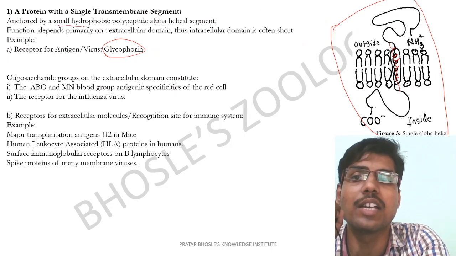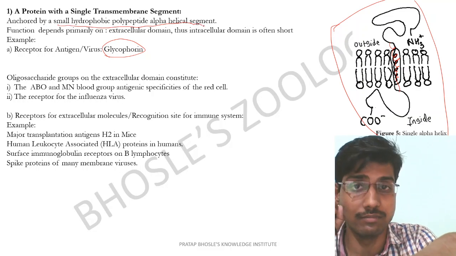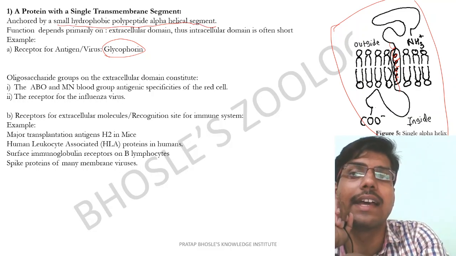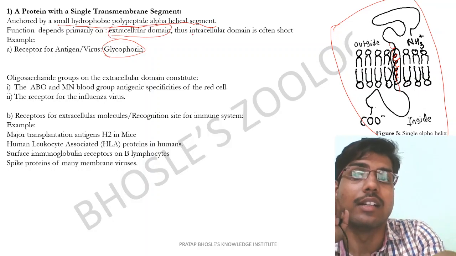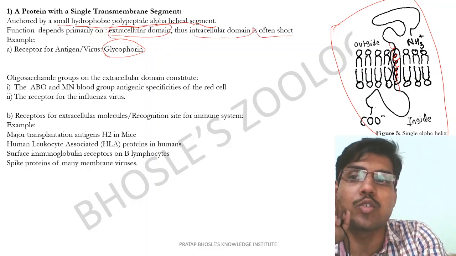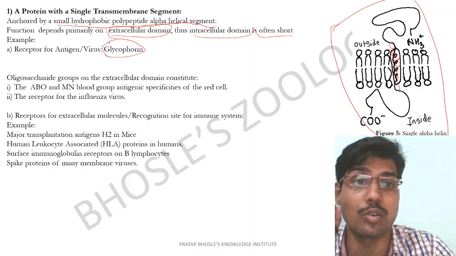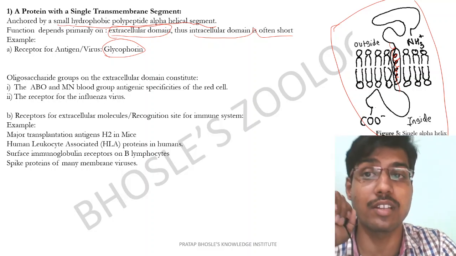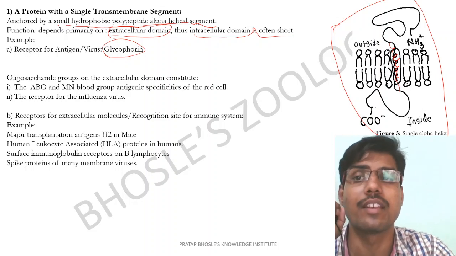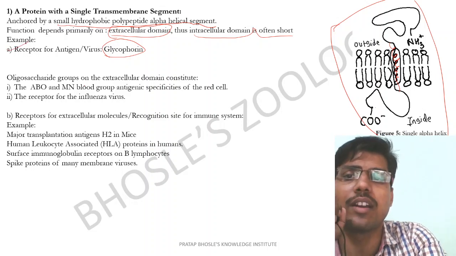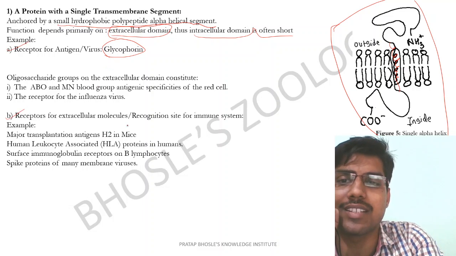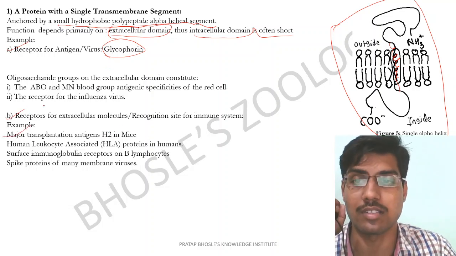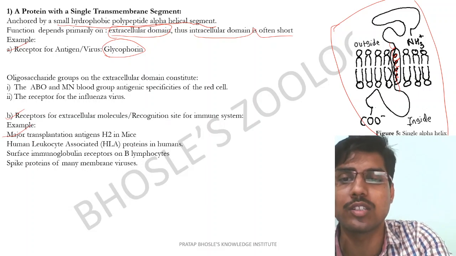These are anchored by small hydrophobic polypeptide alpha helical segments, and this function depends primarily on what, extracellular domain. Thus, the intracellular domain is often short of what? Of single transmembrane segment in case of single transmembrane protein. Examples are क्या है? Receptor for antigens, glycoprotein or receptor for extracellular molecules. Example was major transmission antigens H2 in mice और human leukocyte associated proteins.